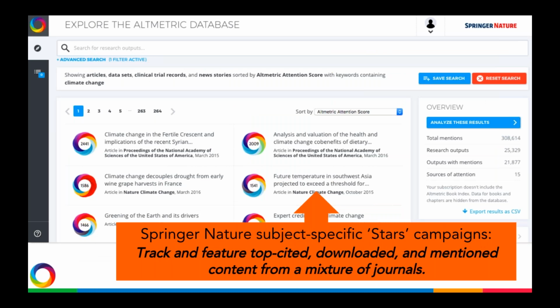Springer Nature do another really nice thing, as subject-specific stars campaigns, where they make the effort to track and feature top cited, top downloaded, but also top mentioned content from a mixture of journals. And I think the really nice benefit of this is that, of course, you get to showcase not just the research that's perhaps very academically impactful, but also that is attracting attention from a wider range of stakeholders or engaged audiences. There might be papers, for example, that attract a lot of attention from patient groups.